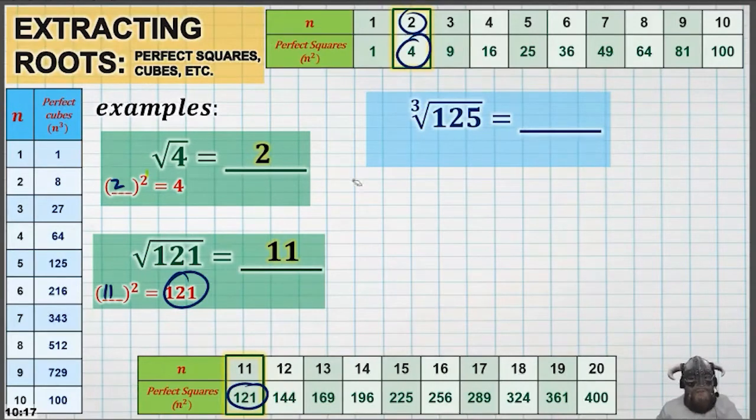So ano dyan yung may value na 125? Ito. Sino yung kinube natin para maging 125? That will be 5. So ayan siya. So the answer for the cube root of 125 is 5. Very good. So very good yung mga nagsagot.